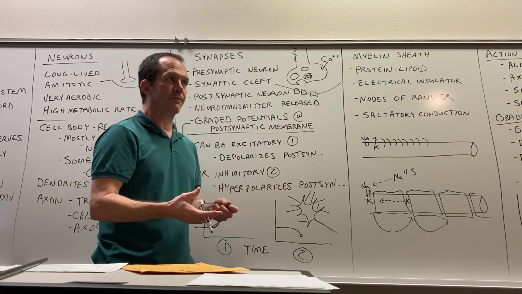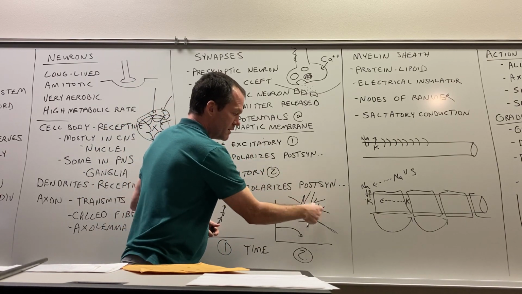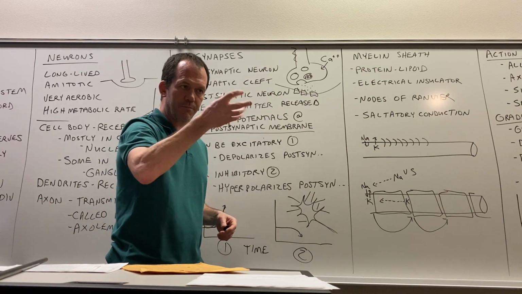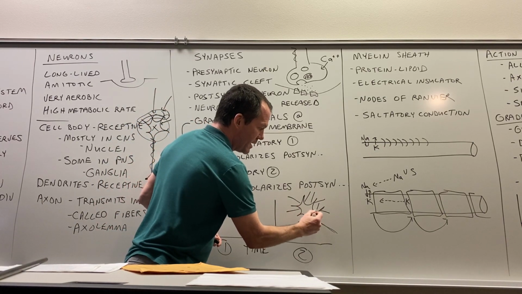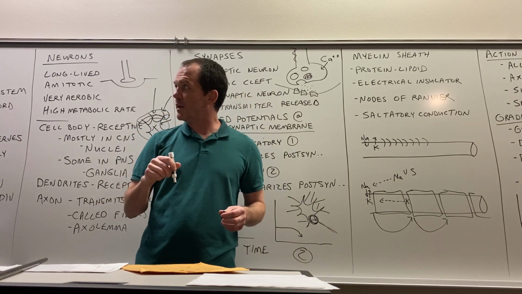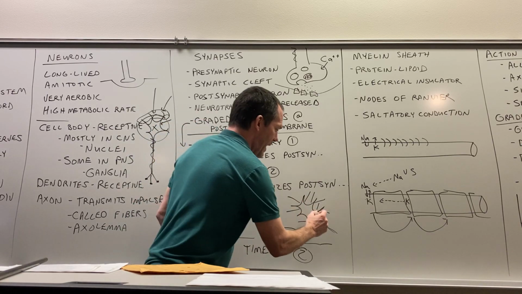If you generate enough excitatory potentials on this membrane of the cell body, you can get to this place right here, which you saw in the image, which you'll see in a minute again. You reach this area called an axon hillock.